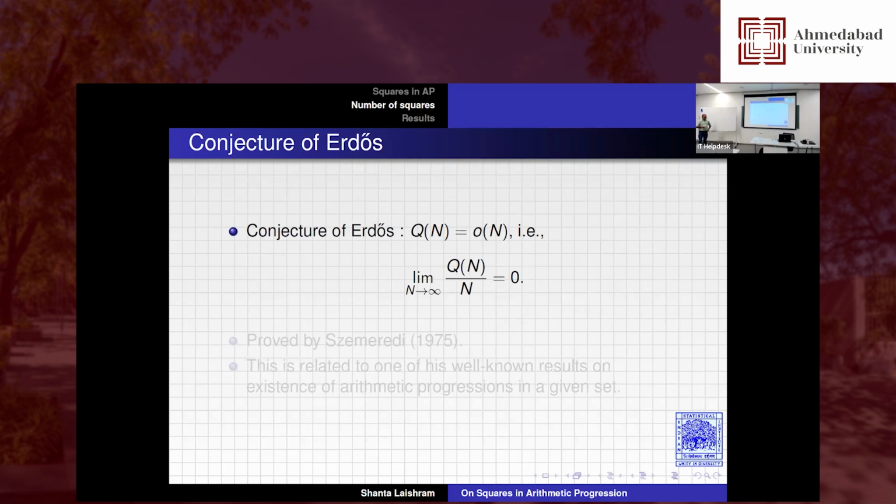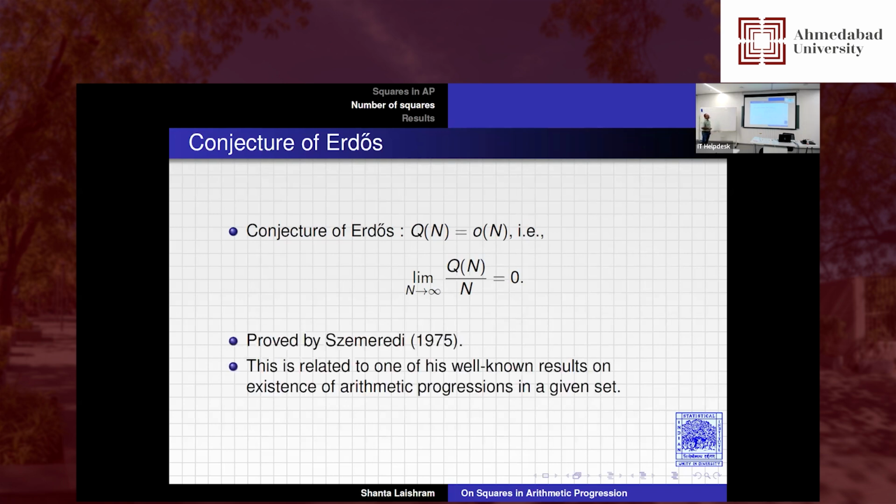Erdős conjectured that the maximum number of squares should not be a multiple of n, but it should be much smaller than n. Or in small o notation, this Q of n divided by n should go to 0 when n goes to infinity. So Szemerédi proved this result in 1975.